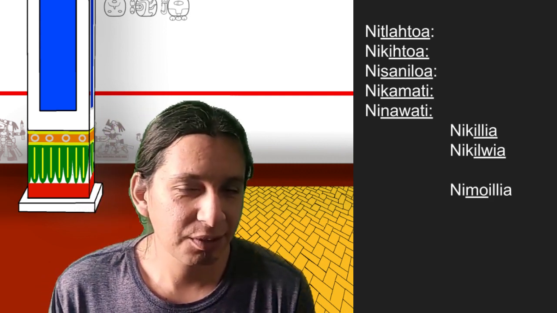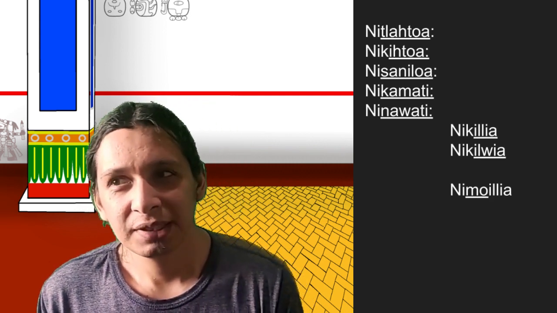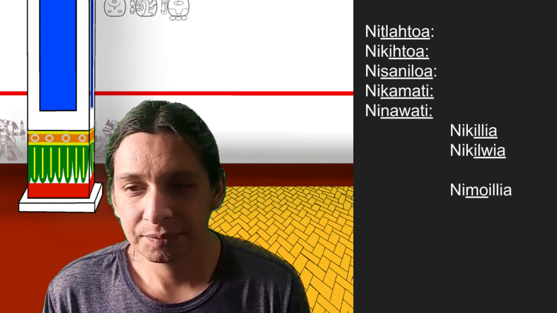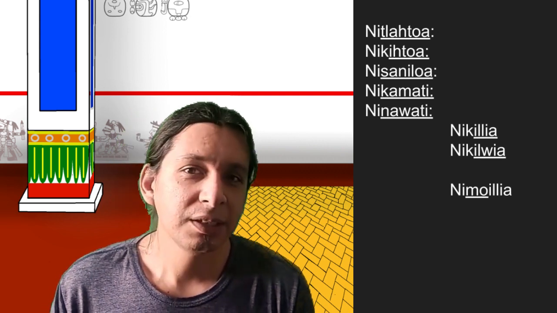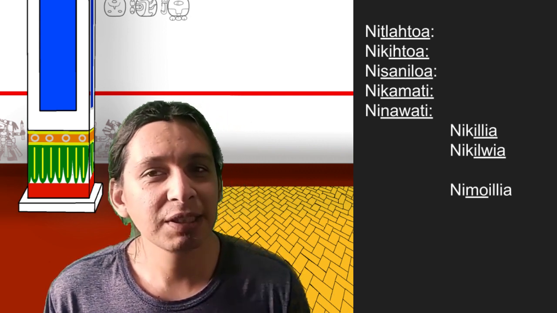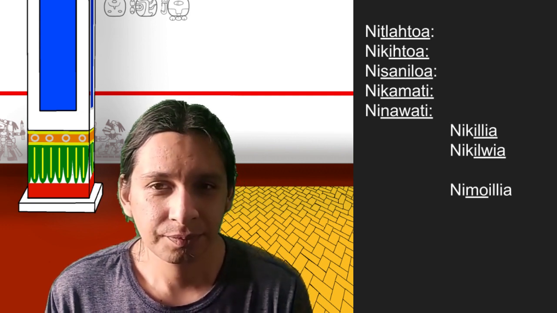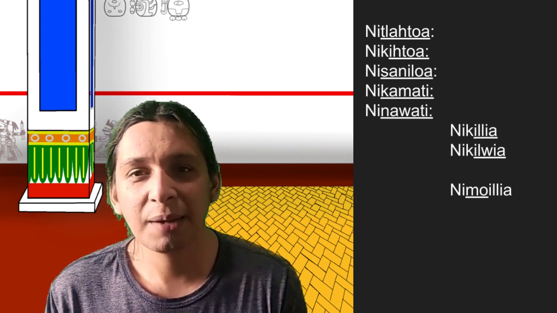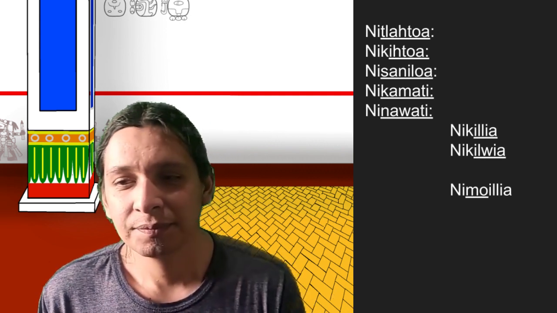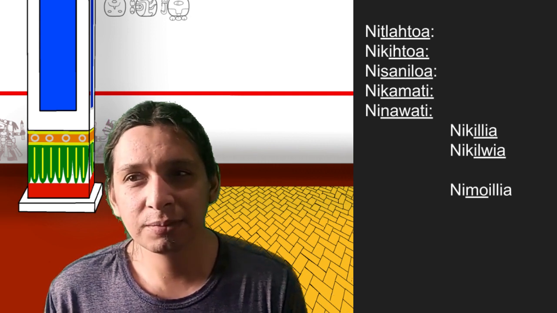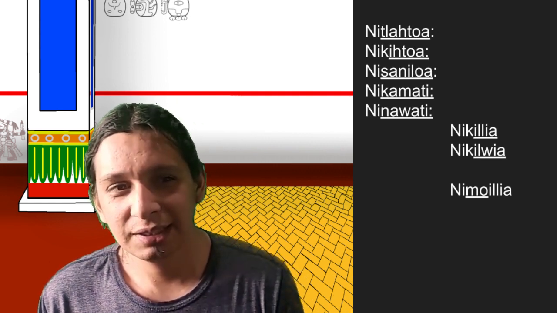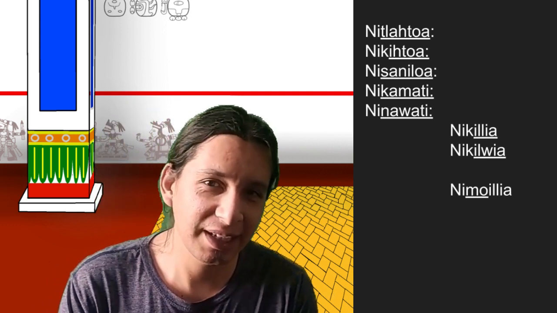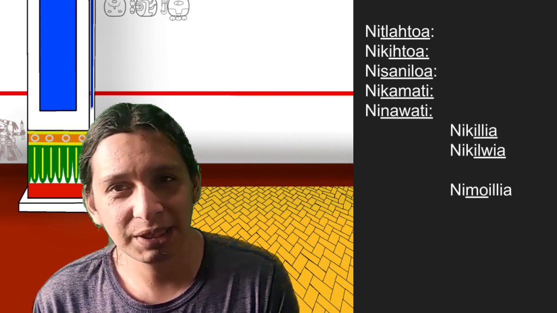Around Chicontepec, Veracruz, where I'm focusing on, the most common way to say I speak is saniloa. Ni saniloa nahuatl. Okay, that means I speak in nahuatl. You can also say kamati. Okay, kamati. This is different from amati that we saw in the last slide. So don't confuse nikamati, which means I like it, and nikamati, which means I speak.